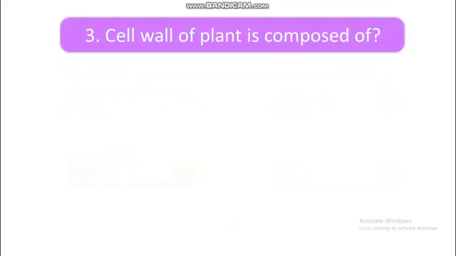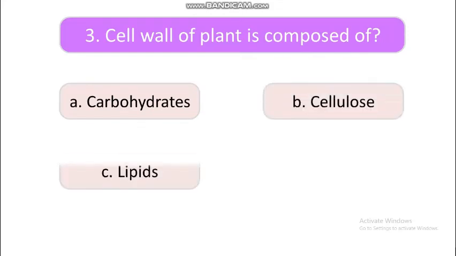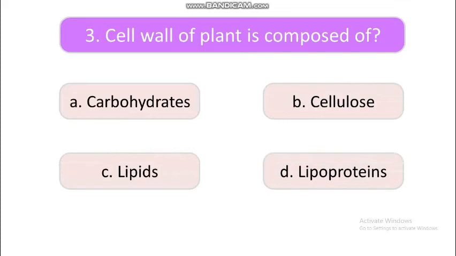Coming to the third question. Cell wall of plant is composed of what? If you have heard my video properly, I have already told you the answer in the beginning. Is it carbohydrates, or is it cellulose? Is it lipids, or is it lipoproteins? Think. Time is up again. So the correct answer is cellulose.